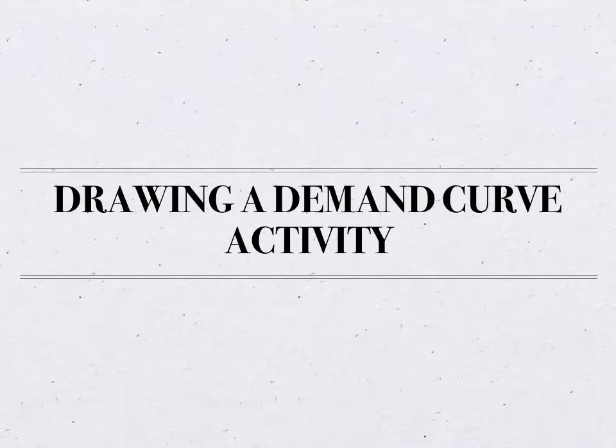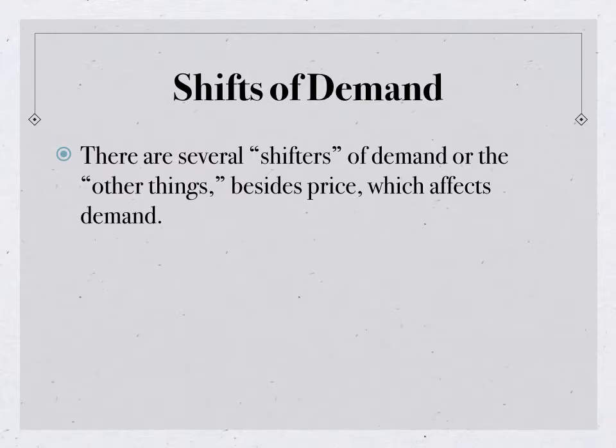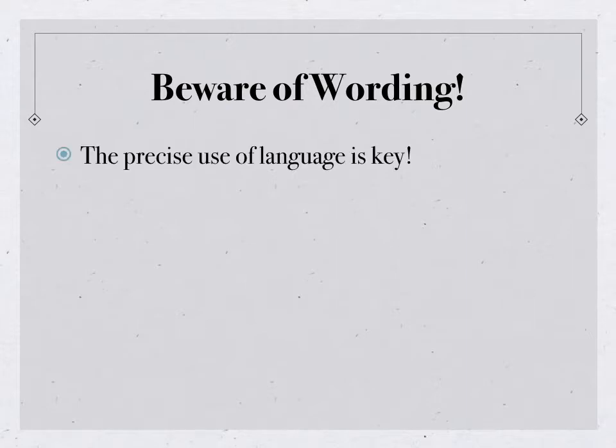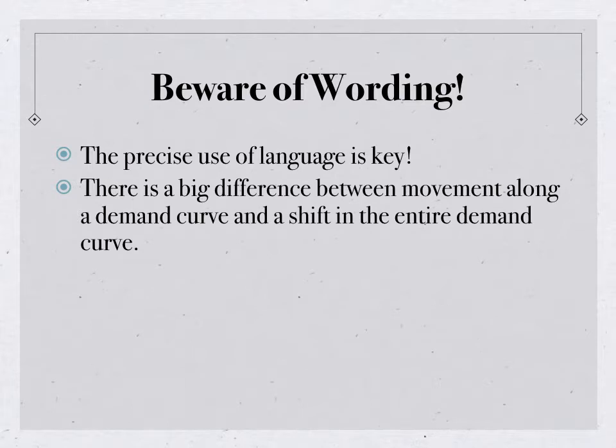Okay, so we're back, and now we're thinking about what else could happen after we've measured demand. Previously we talked about how there are other things that could shift demand. And this is key. There are these other things, other than price, that will move the whole demand curve. It's very important to be aware of wording here. This is a precise language thing. There's a difference between moving along a demand curve and shifting the entire demand curve.